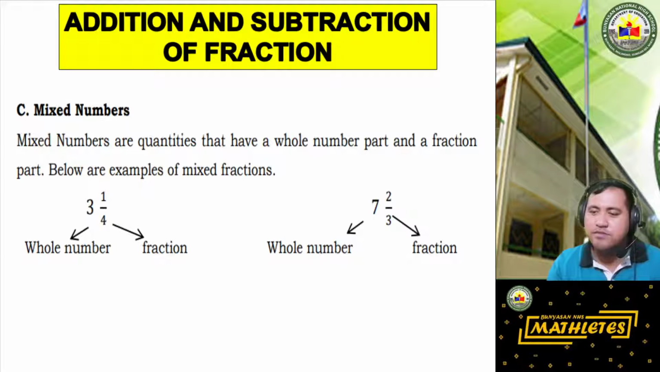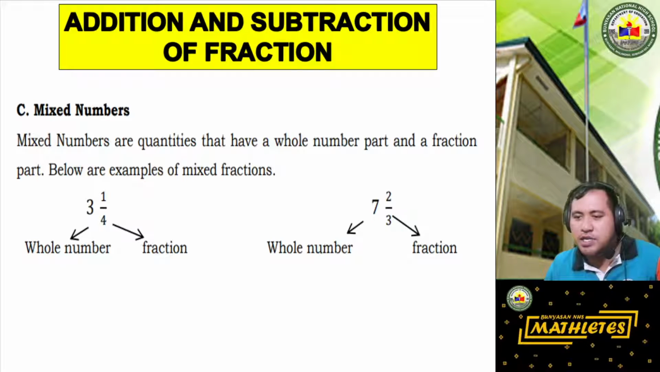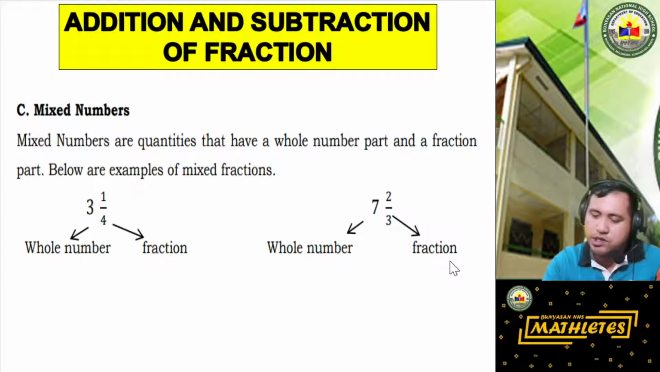So okay. We have mixed numbers. Mixed numbers are quantities that have a whole number part and a fraction part. So these are the examples of mixed fraction or the mixed number. We have 3 and 1/4. This is read as 3 and 1/4, where 3 is the whole number and the fraction is 1/4. We have 7 and 2 over 3. We have whole number ang 7, tapos yung 2 over 3 ang fraction. Okay, that is an example of mixed number.